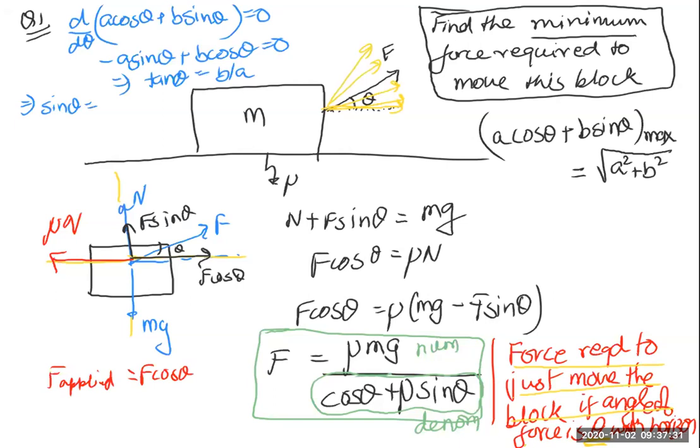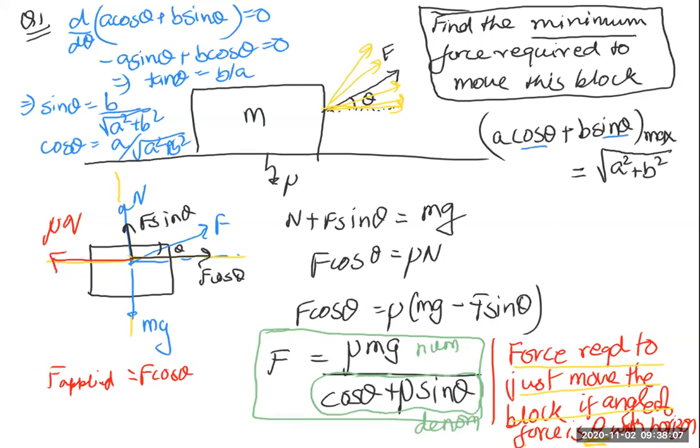Tan theta is equal to b upon a. Remember, then b और a जो है वो adjacent and opposite sides हो गए, तो sin theta will be equal to b upon root a square plus b square, and cos theta will be equal to a upon root a square plus b square. Put these values back into sin theta and cos theta here, and you get root of a square plus b square.